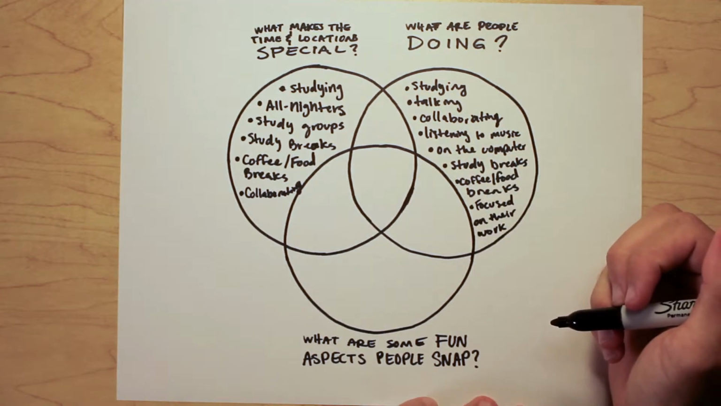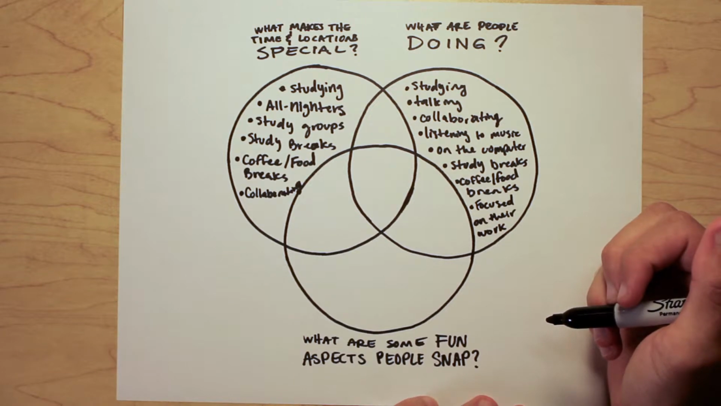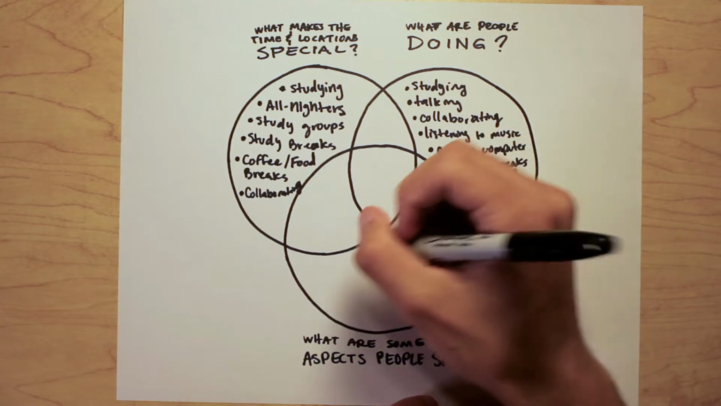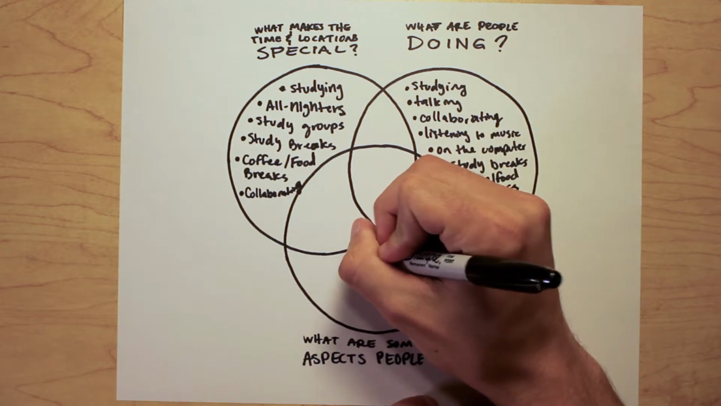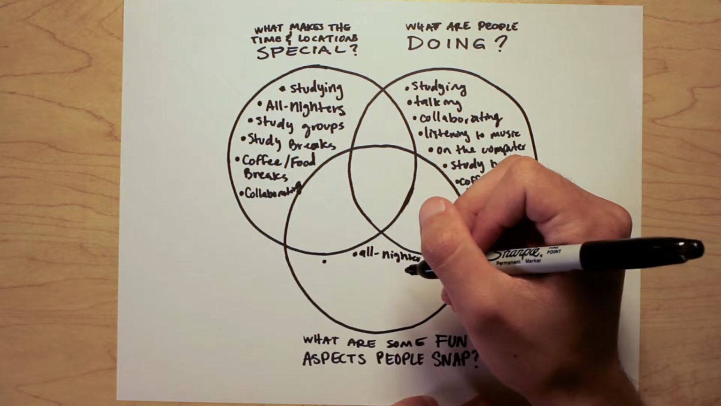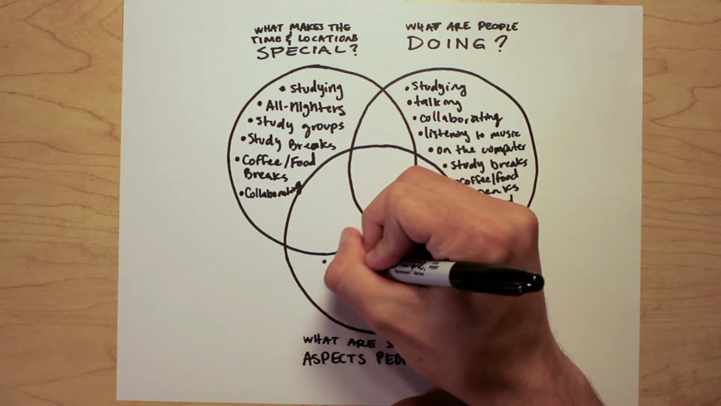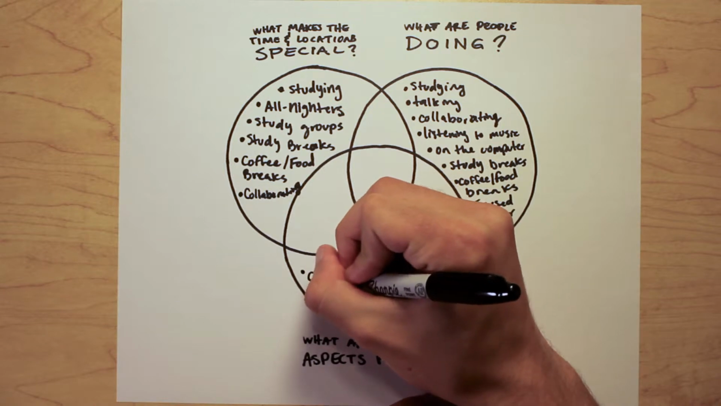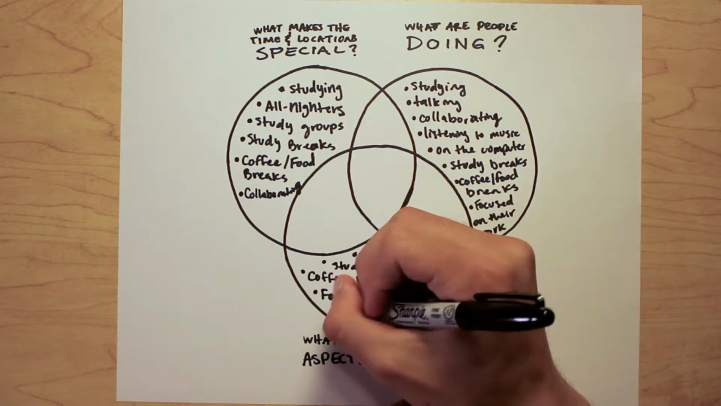And lastly, what are some fun aspects that people might snap at this location and during that time? One might be the fact that they're pulling an all-nighter. Another could be study groups. It could be coffee and food breaks. And it could be collaborating.